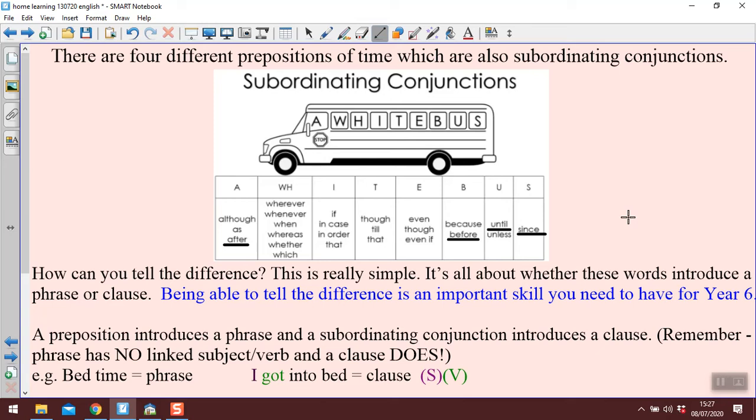Being able to tell the difference is an important skill you need to have for Year 6. A preposition introduces a phrase and a subordinating conjunction introduces a clause. Remember, a phrase has no linked subject and verb and a clause does. So bedtime is a phrase, I got into bed is a clause. So a clause, there's a verb, no verb, it's a phrase.